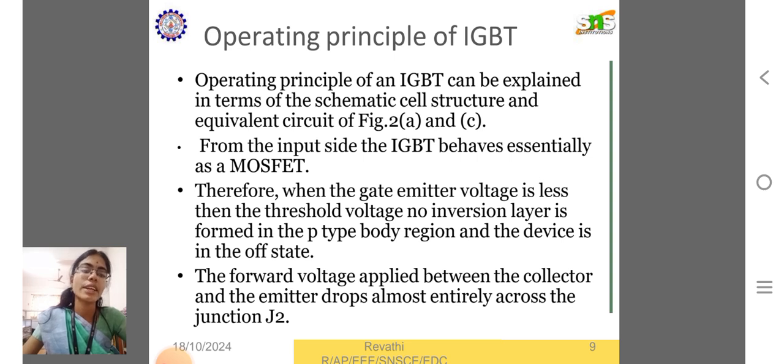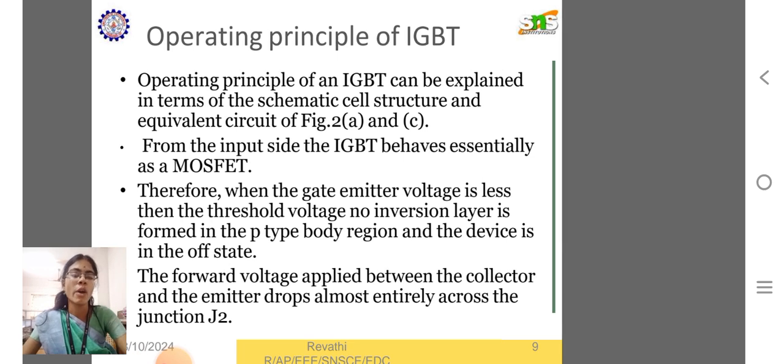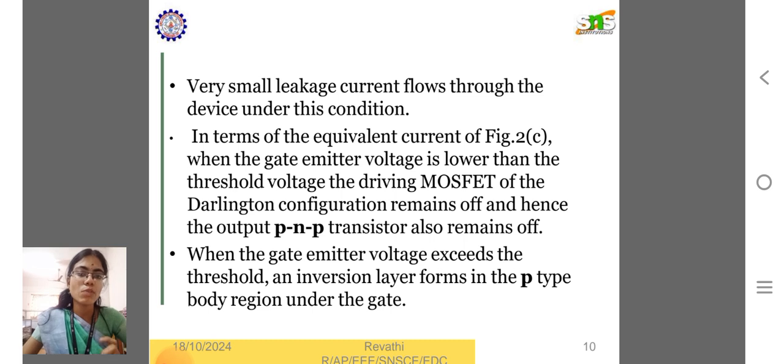The forward voltage applied between the collector and the emitter drops almost entirely across the junction J2. A very small leakage current flows through the device under this condition. In terms of the equivalent circuit, when the gate emitter voltage is lower than the threshold voltage, the driving MOSFET of the Darlington configuration remains off, and hence the output PNP transistor also remains off.